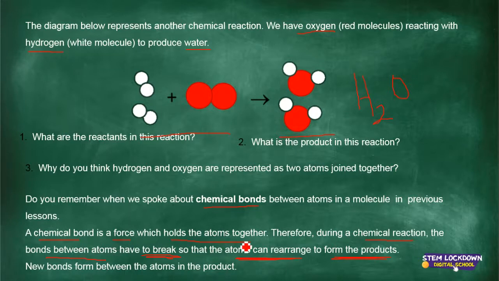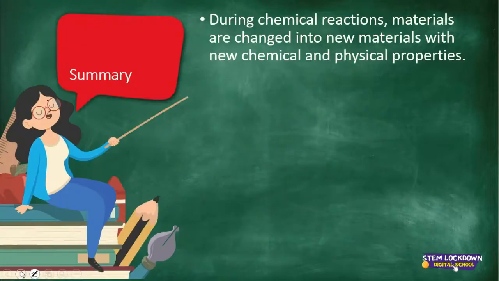So you put it in your own words: a chemical bond is a force that holds atoms together, and during a reaction the bonds break, and then the atoms rearrange themselves to form products. Then new bonds are formed to make a product.